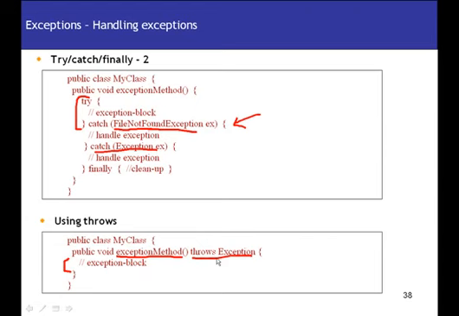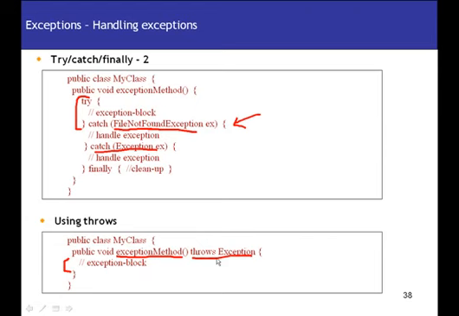So this is how you work with throws. So basically, when you have exceptions in your code, these are the two things you can do. You can either handle your exceptions using try catch finally, or you can throw the exception to the method which actually called your method. Okay.